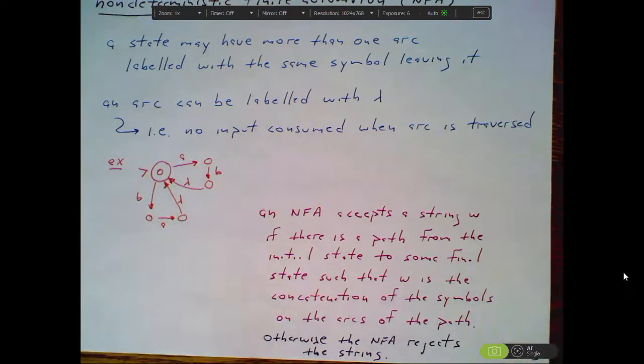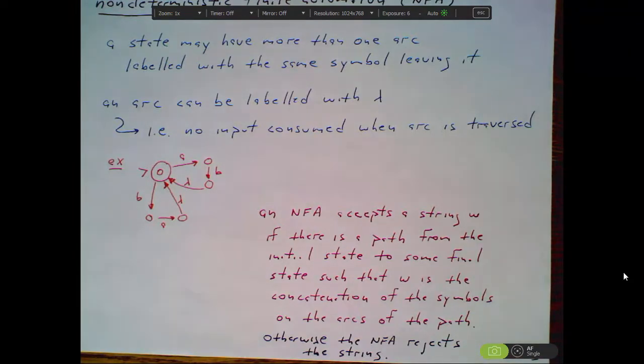Okay. So if we can get to a place where we have more than one choice, what does it mean to accept a string? Well, an NFA accepts the string W if there's a path from the initial state to some final state such that W is the concatenation of the symbols on the arcs of the path. Otherwise, the NFA rejects the string. So if there's some pathway, because there's potentially going to be more than one now with non-determinism, if there is a pathway that leads you to consume the whole string and finish in a final state, then you say you accept. If there is no pathway, then you reject.